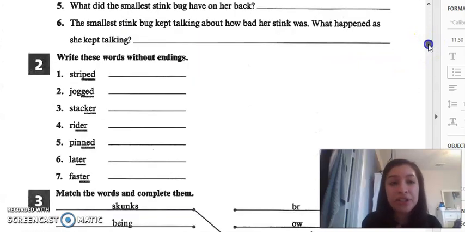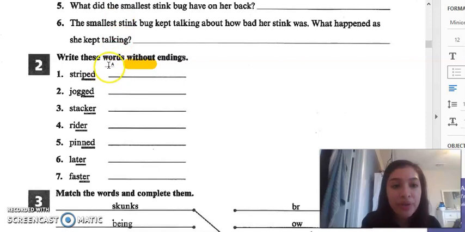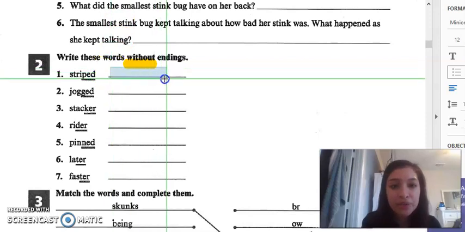If we look at part 2 of our worksheets, be careful with this. Read the directions. Write these words without endings. So are we going to use endings? No, we are not. So the first word is striped. What word? Yes, striped. You have to turn the word striped into stripe. So I want you to think really big. How do we turn the word striped into stripe?